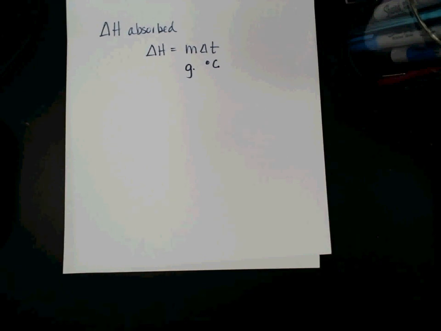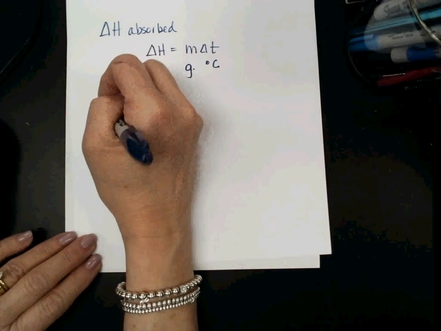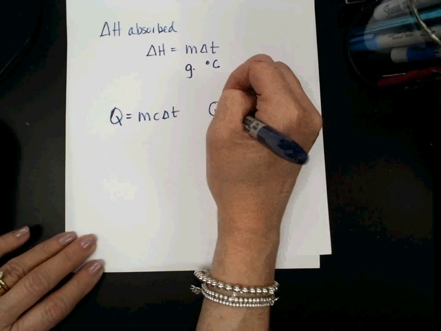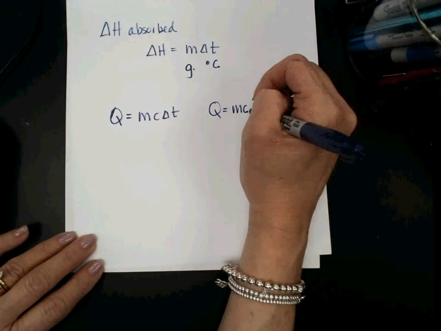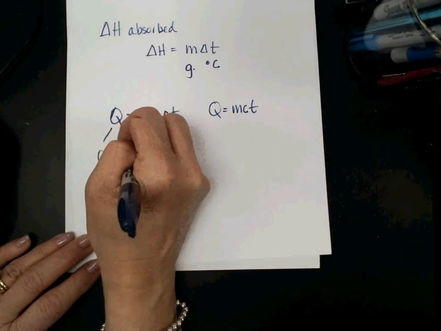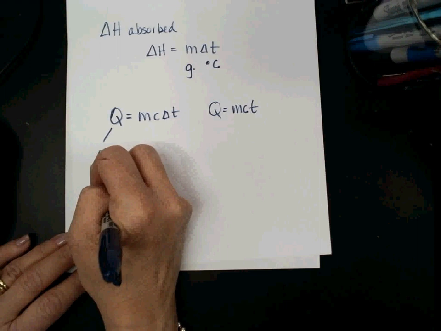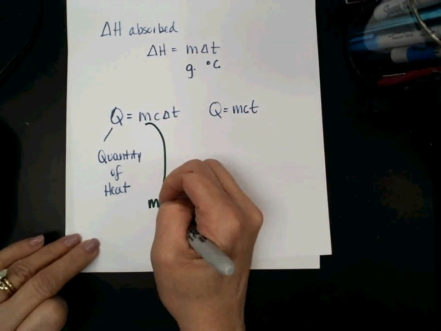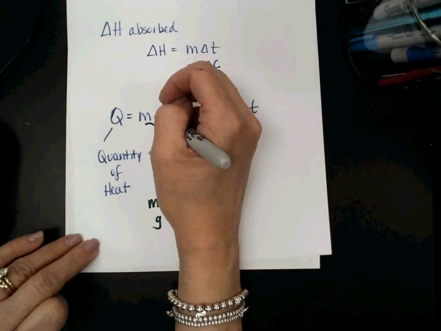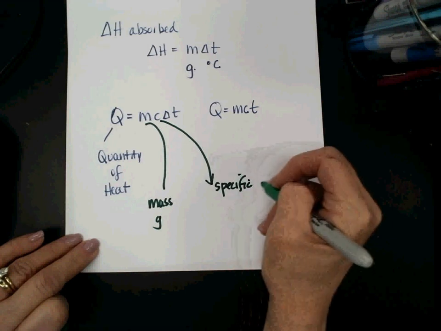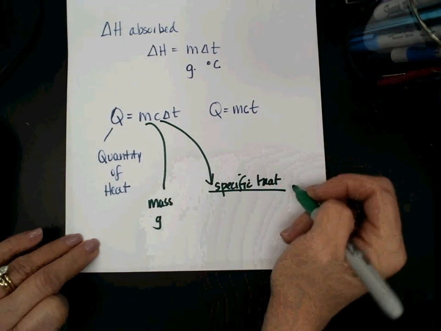Now the other way that I sometimes have to use this is Q equals MC delta T, or sometimes you'll just see Q equals MC. Well, it's almost always delta T. Sometimes it's T. Where Q is quantity, I'm going to say of heat. We could say quantity of enthalpy. We don't usually, though. This again is my mass in grams. This C stands for something called specific heat, and every substance has one.